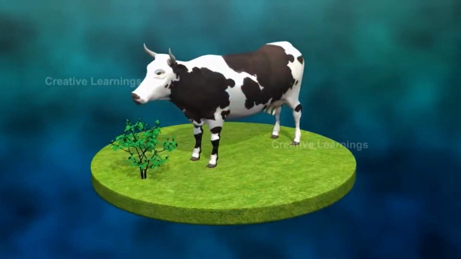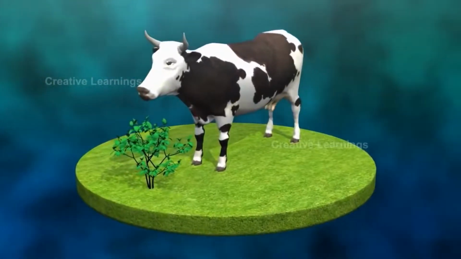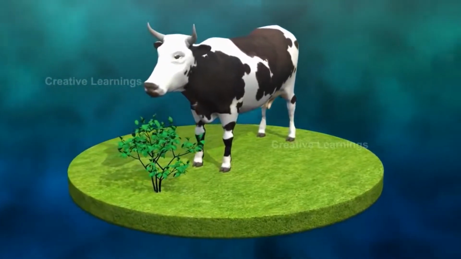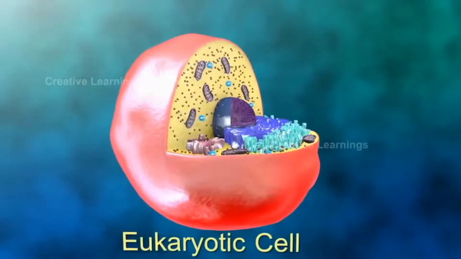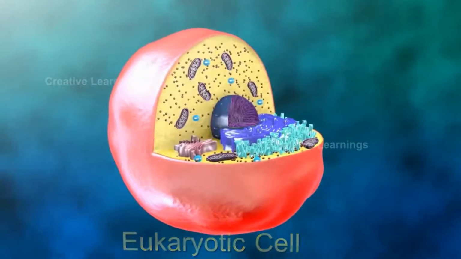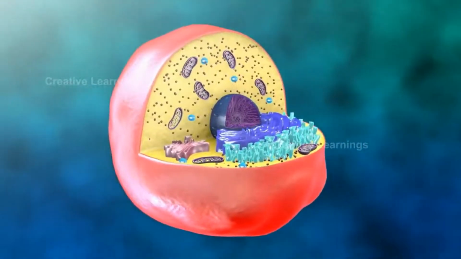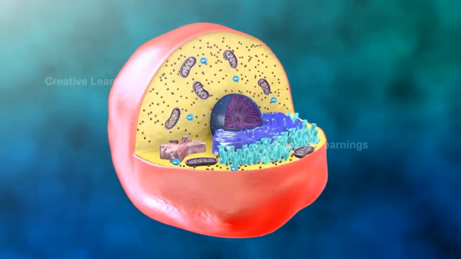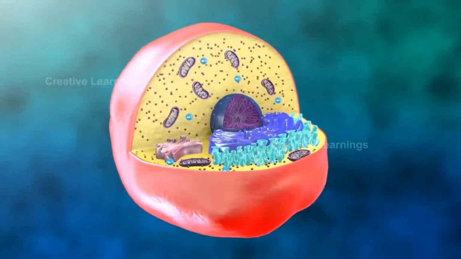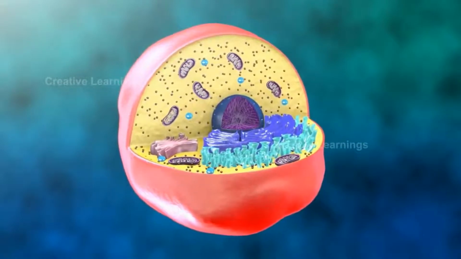On the other hand, eukaryotic cells make up complex multicellular organisms like plants and animals. The eukaryotic cellular structure is more complex, as pictured here. They have a nucleus and other membrane-bound organelles. Animal cells are the foundation of all animals. Let's examine an animal cell more closely.